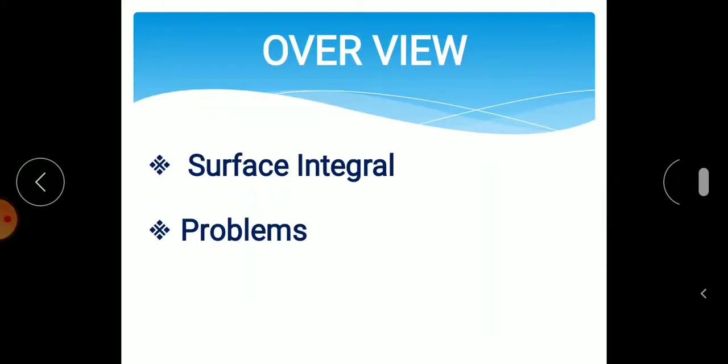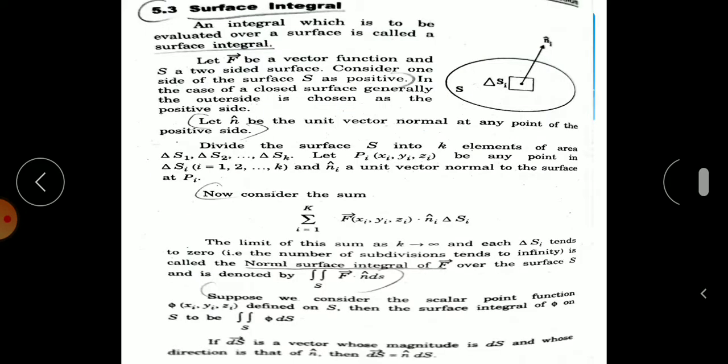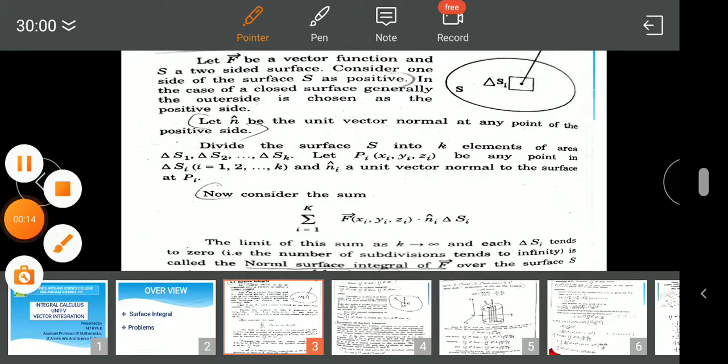Today we are going to see the surface integral and problems. Last class we had seen the line integral. Today we are going to see the surface integral. That is, an integral which is evaluated over a surface is called the surface integral.